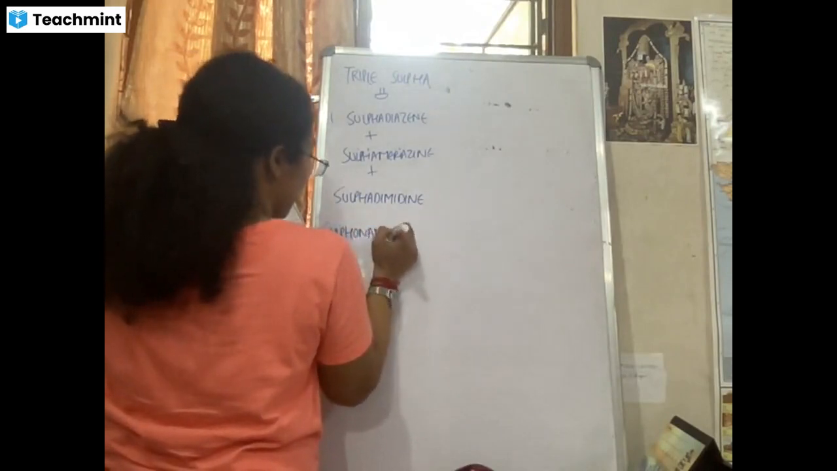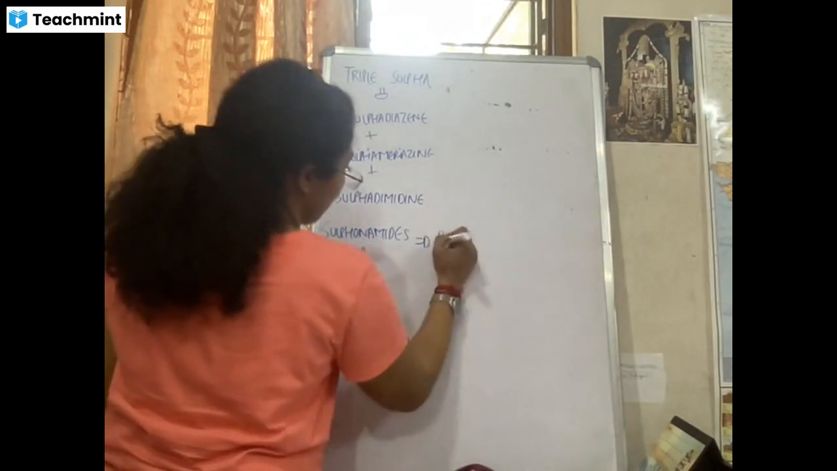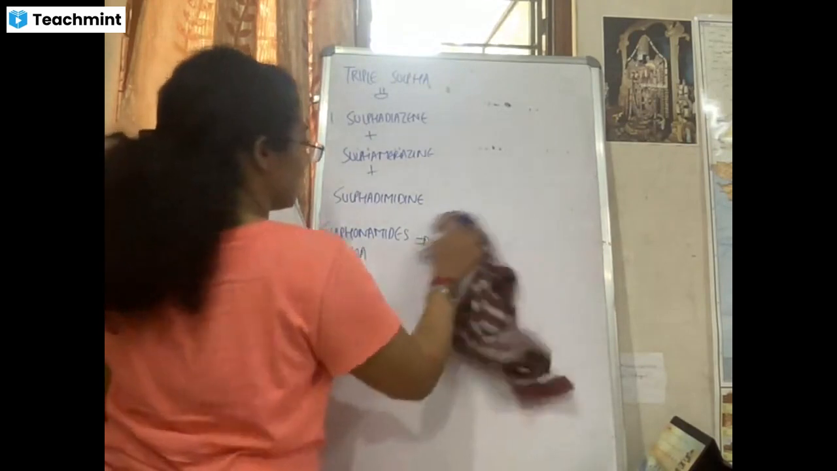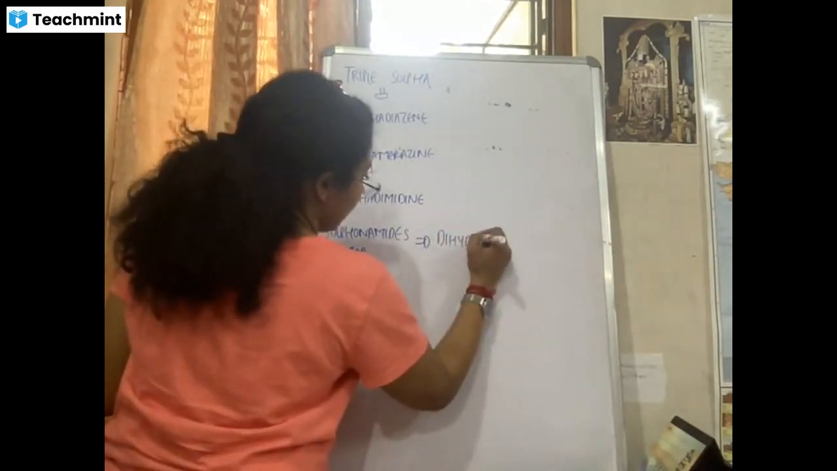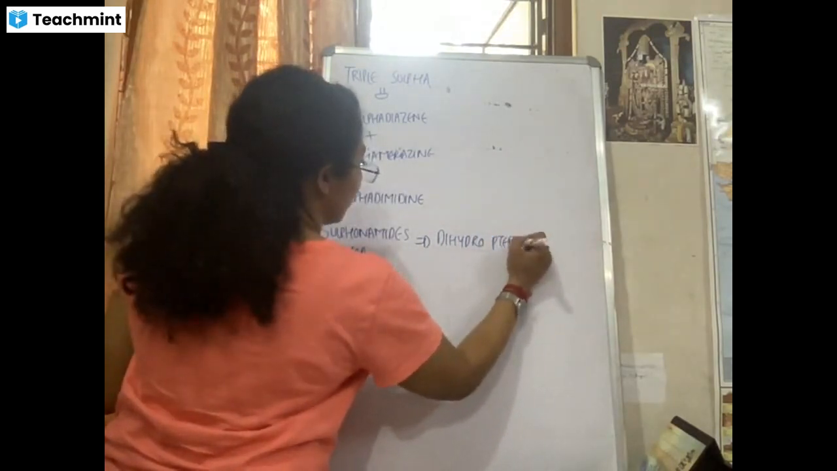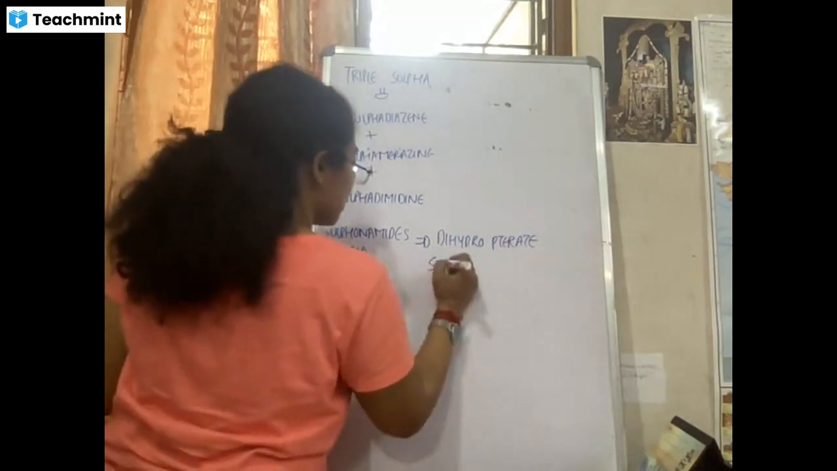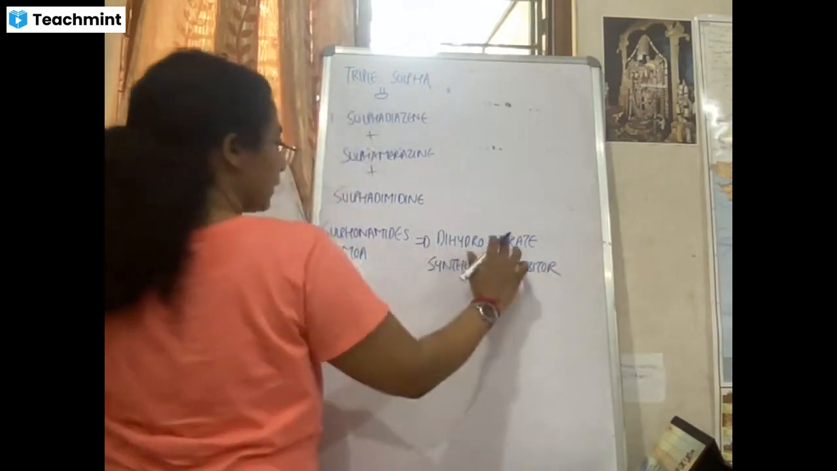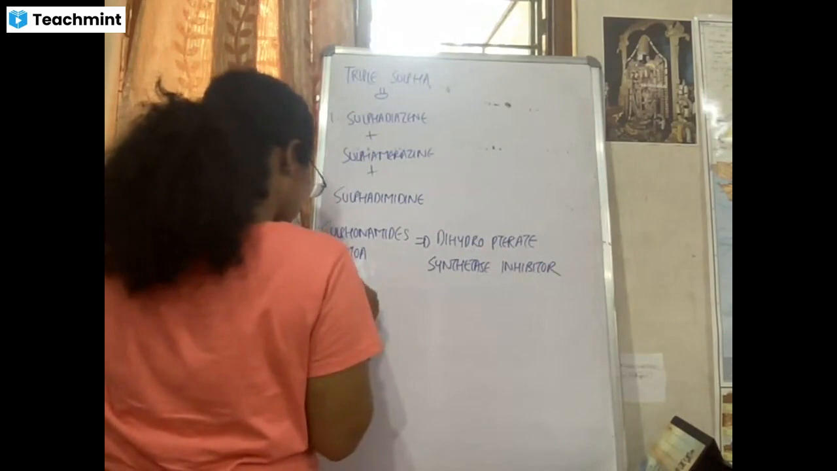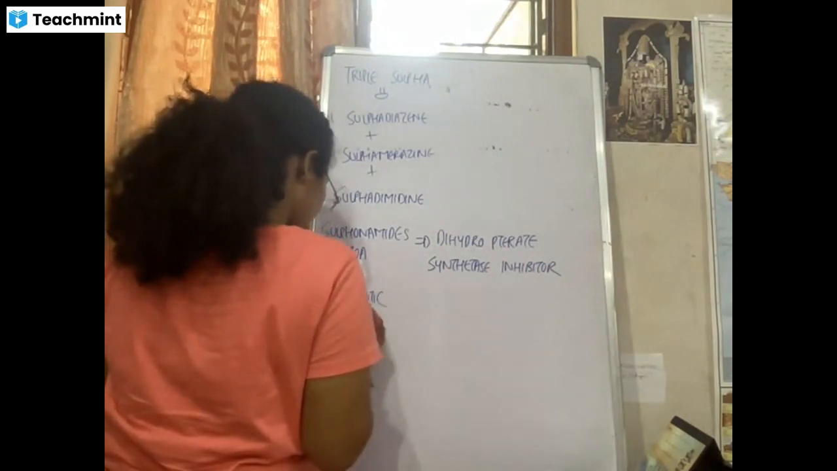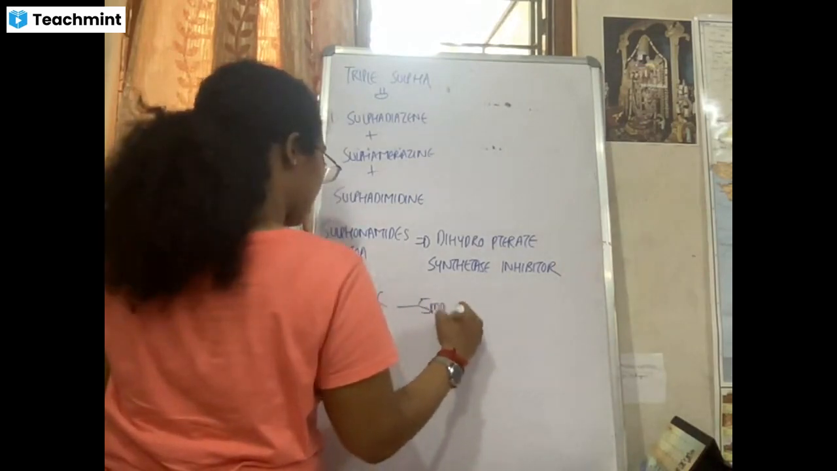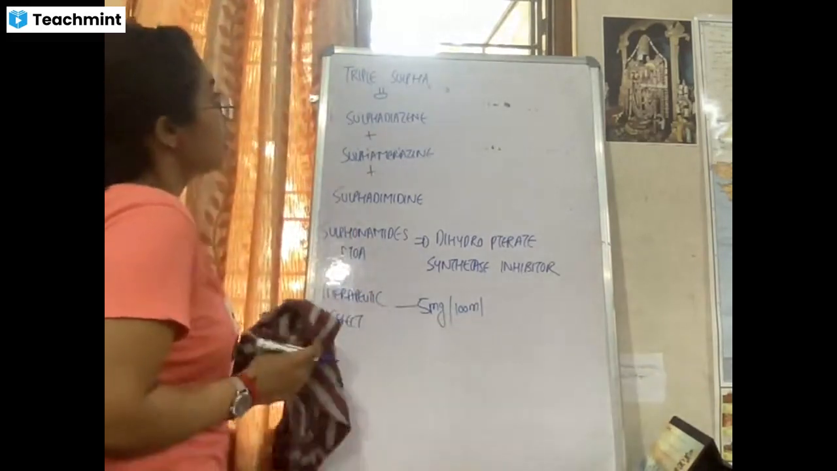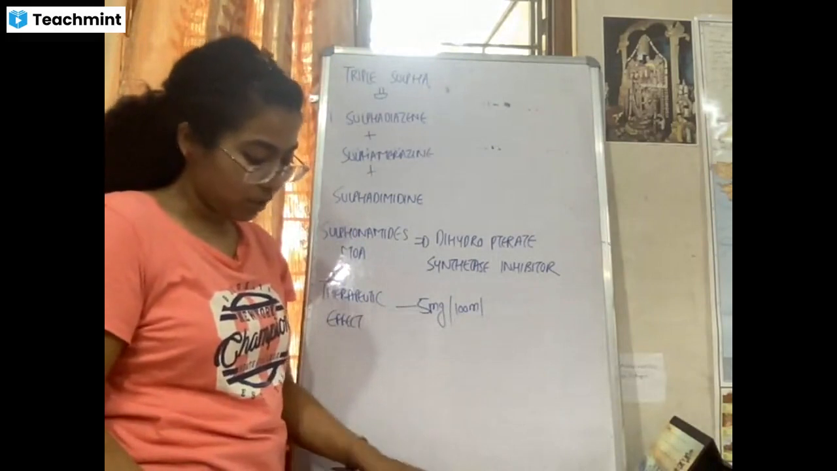Sulfonamides mode of action, we know, is dihydropteroate synthase inhibitor. Then the therapeutic effect is 5 milligram per 100 ml. Okay, so this completes our sulfonamides.